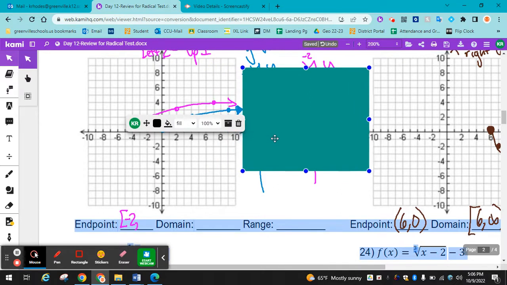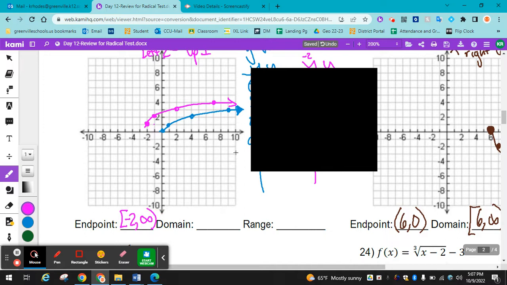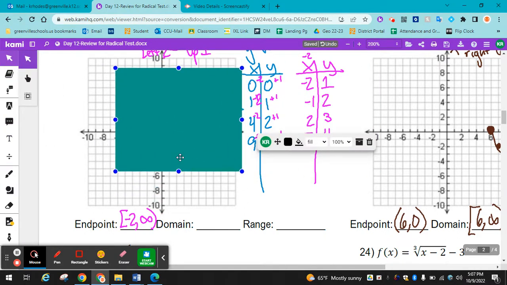The last thing I see on my purple graph is an arrow to the right. So that's a positive infinity. It helps to ignore everything else kind of thing. That is my domain. I'll move it over in a second.